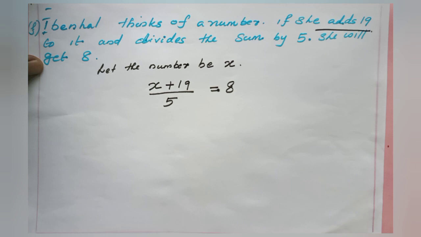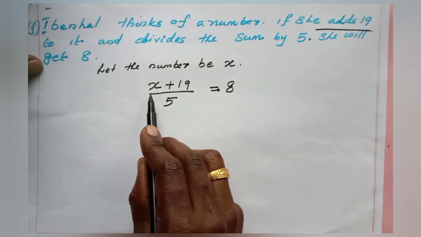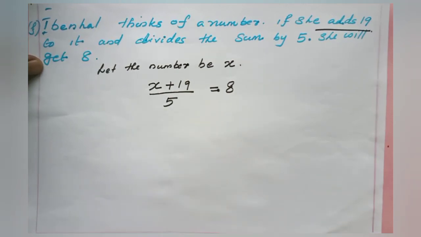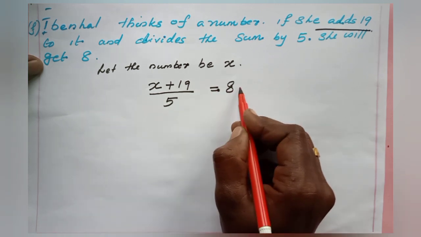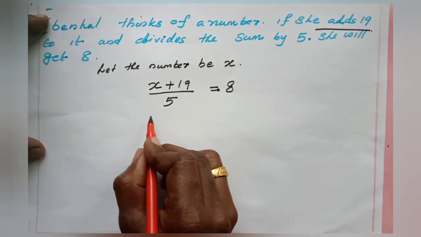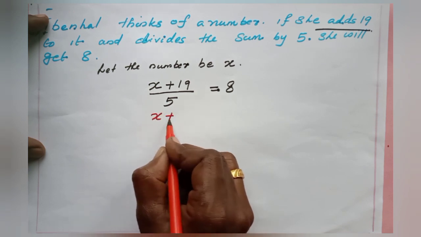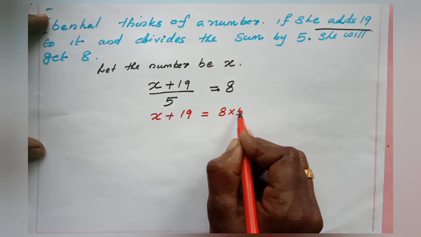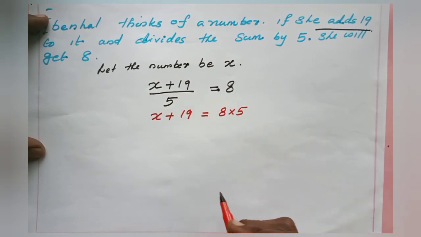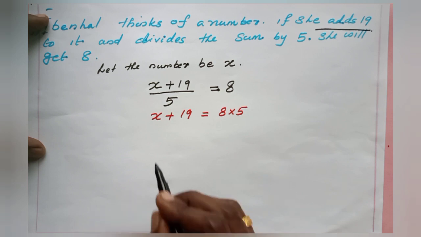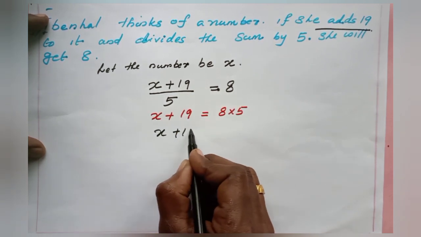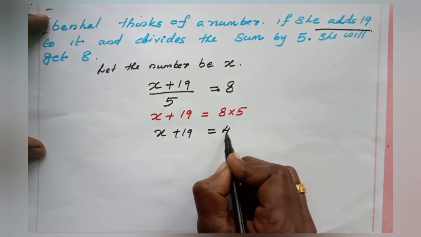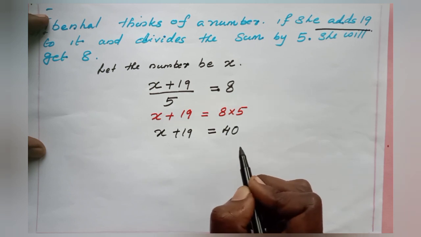To solve this equation, here it is divided by 5. The division by 5 transposes to the right side and changes into multiplication. So we get x plus 19 equals 8 into 5. Do the right side calculation: x plus 19 equals 8 into 5, which is 40.